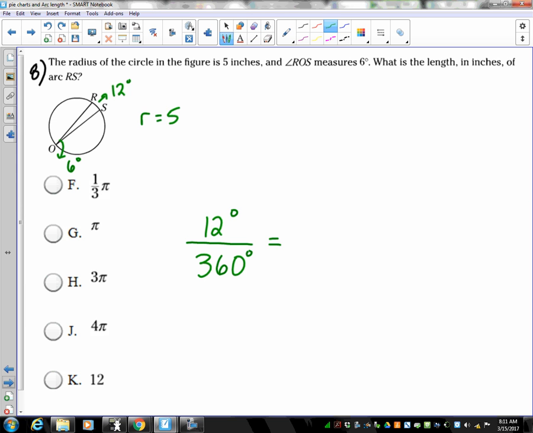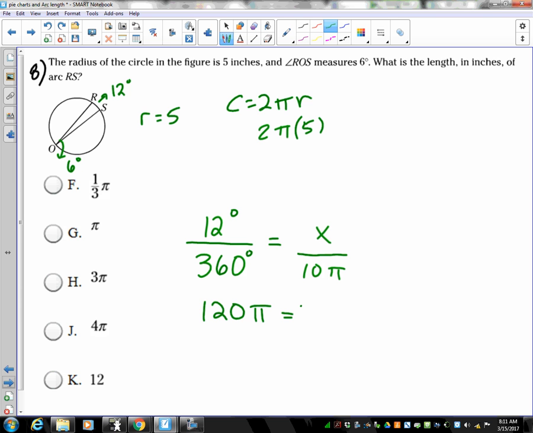Now let's do the length. So on the length here, the length of RS is unknown. That's what we're trying to figure out over the total length of the circle. Now again, the total length around the circle is the circumference. So my circumference here is 2 pi r, and notice that's why they gave me a radius of 5. So that means my circumference there, 2 pi times 5, would be 10 pi. And now I can just cross multiply here to solve for that x. So now we're going to get 120 pi equals 360 times x. Now we just divide both sides by 360.